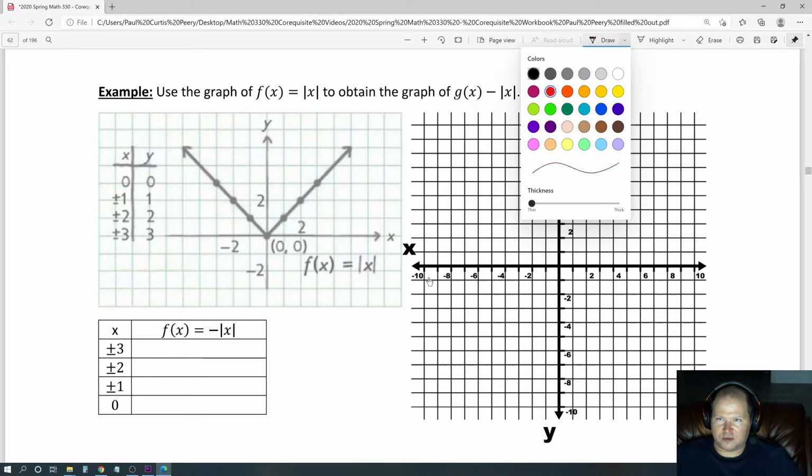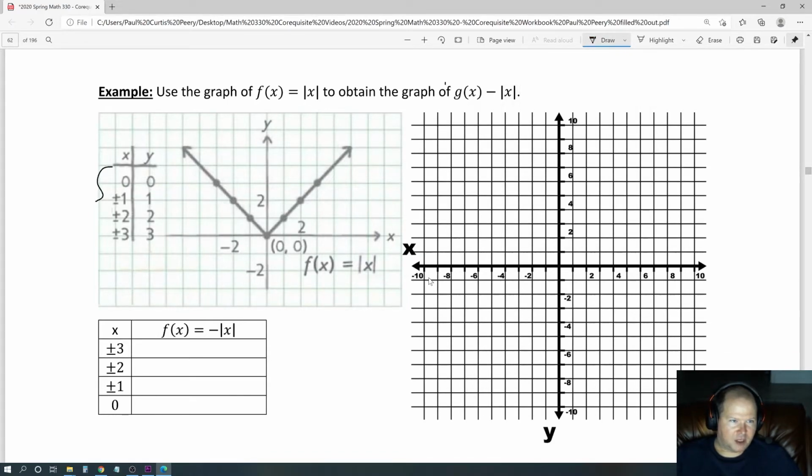Okay, so I'm going to start off by graphing this. So just by plotting these points right there. So it looks something like this. Whoa, cut off. And something like this right there.